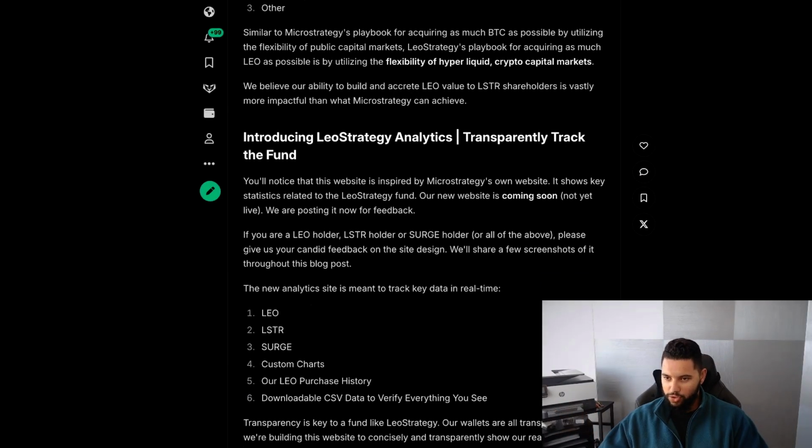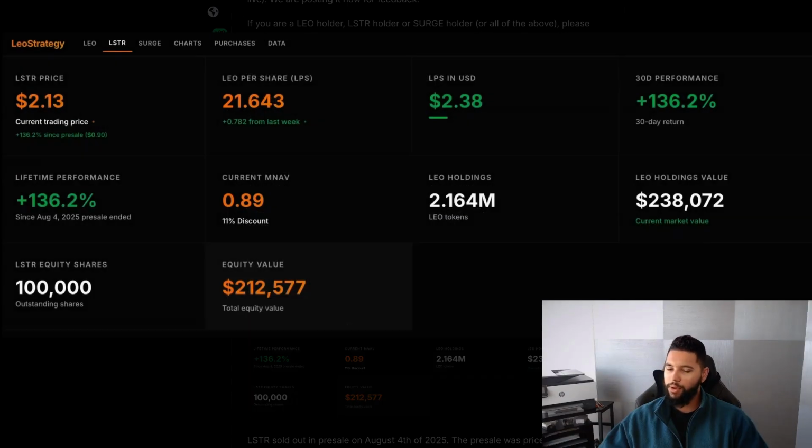So scrolling through this post a little bit more, let's pull up the LSTR section of the website here. On this, I can see the LSTR price, $2.13, which is up 136.2% since the pre-sale of LSTR, which was priced at 90 cents.